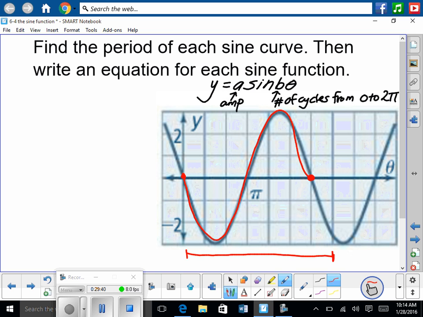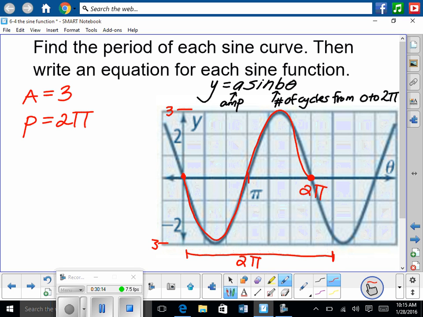Okay, so right here looks like pi. So this was 1 pi. From here to here is 1 pi, so from here to here is 2 pi. So the length of my cycle is 2 pi. Then also, my amplitude is, here's 2, this is 3. So I know that my amplitude is 3. I know that my period is 2 pi.